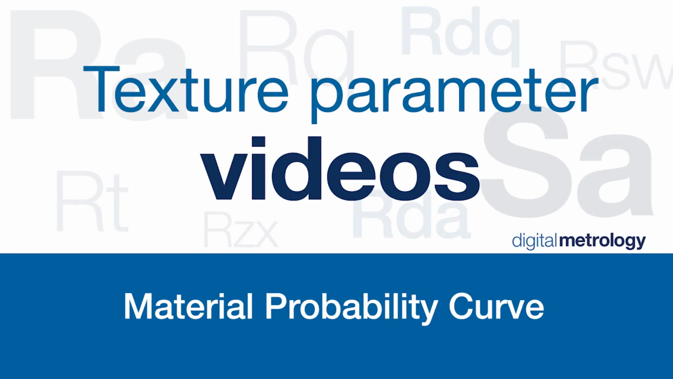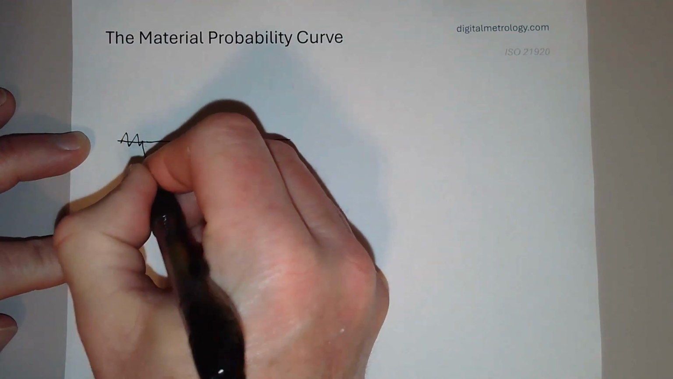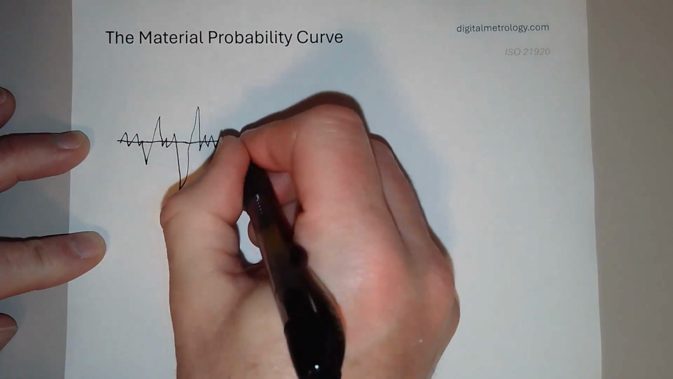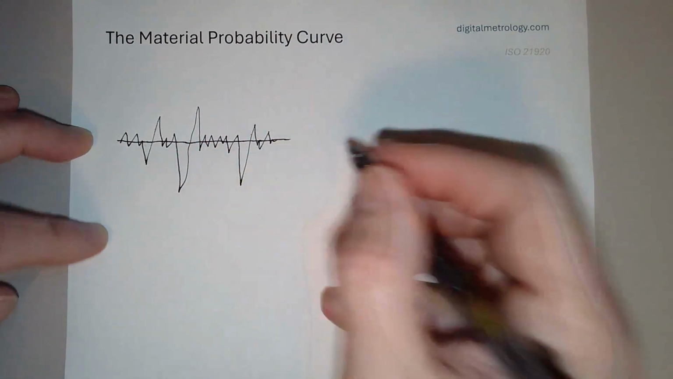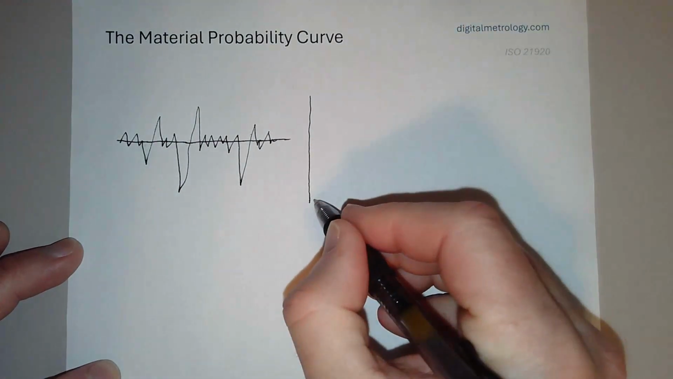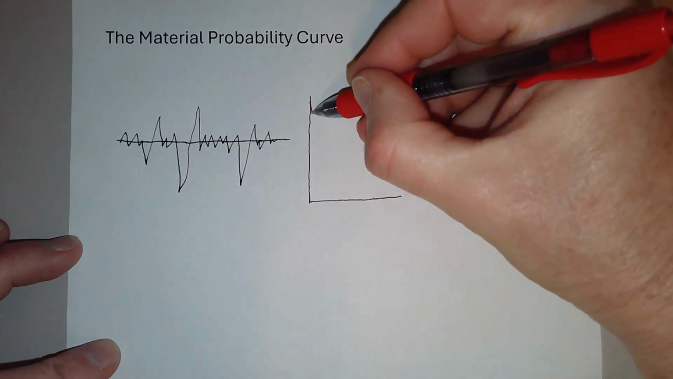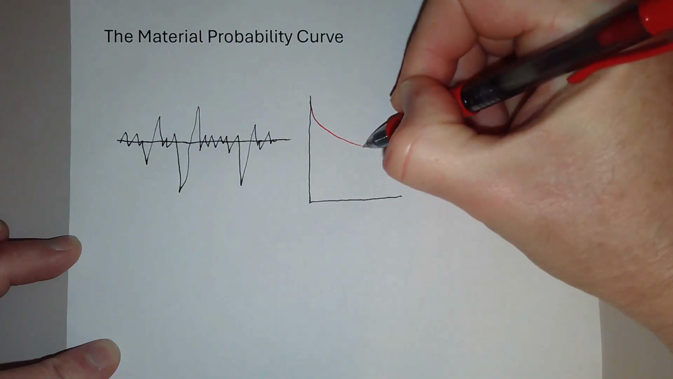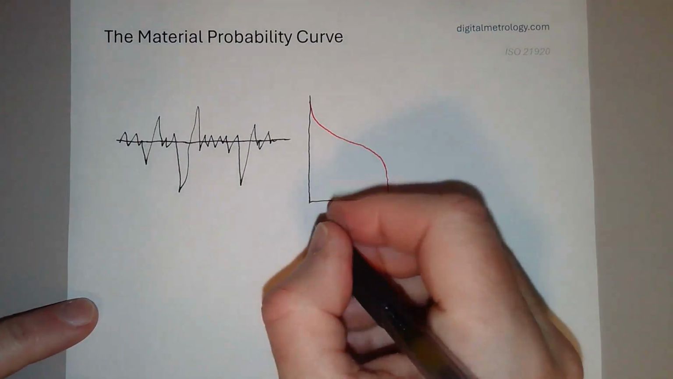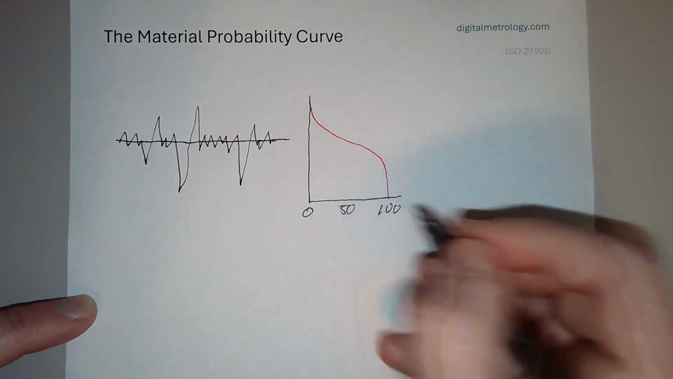In a previous video, we introduced the material ratio curve. If we have a surface that's kind of bouncing around doing things like this, the material ratio curve tells us where the material is. As we slice our way down into this surface, we encounter more and more material, and we end up with a curve that might look something like this, describing how much material from 0 to 100% we encounter along the way.